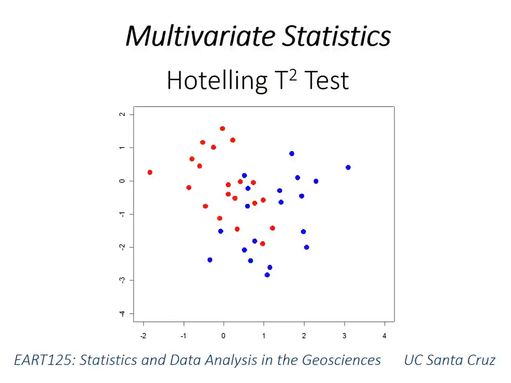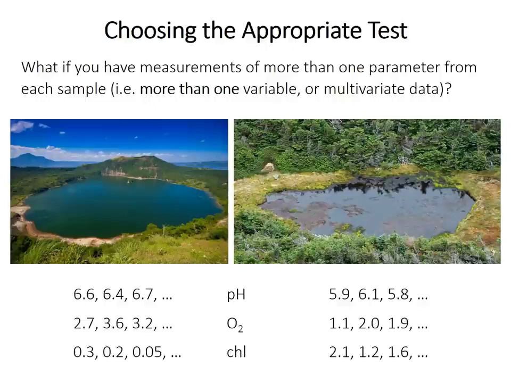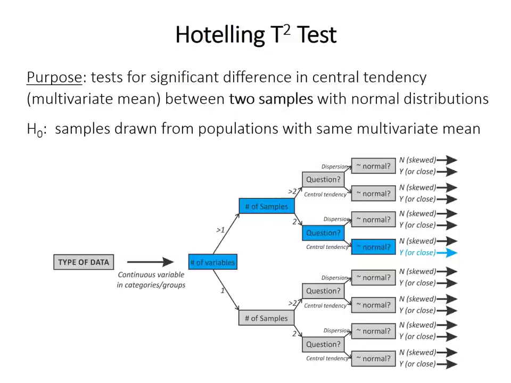This video discusses the Hotelling t-squared test, which is basically the multivariate version of the t-test. So remember that multivariate data means you have measurements of more than one parameter from each sample. For example, you want to compare pH and oxygen and chlorophyll, those are the three variables, all together from two different lakes, and those two lakes are the two samples. So that's what the Hotelling t-squared test is for.